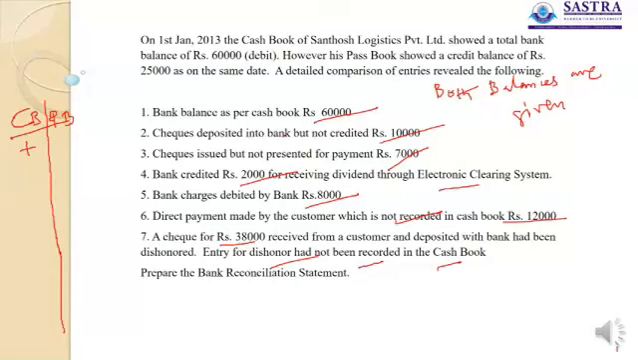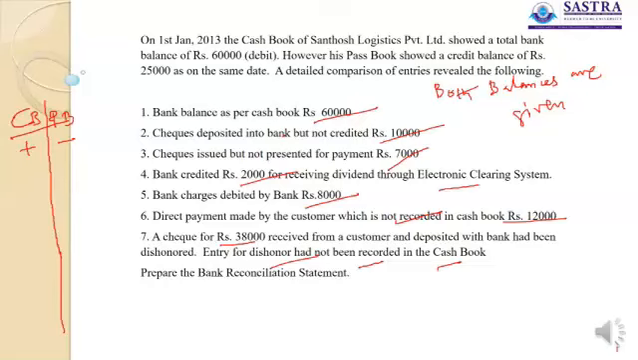And checks deposited into bank but not yet credited. Even after having deposited with the bank, it has not yet been credited in our account. That keeps the passbook's balance lesser, so put minus symbol. So for such a transaction, cash book plus and passbook minus.